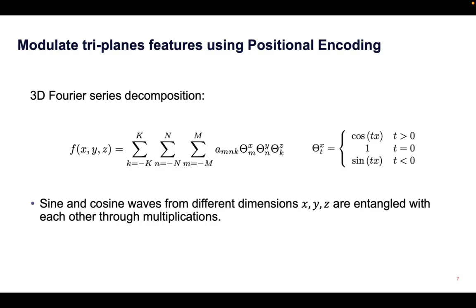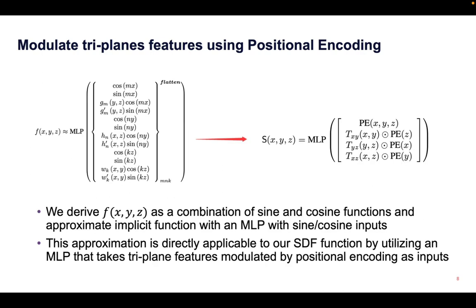We propose to modulate triplet features using positional encoding. We explore the Fourier series decomposition of the 3D neural implicit function. We found that sine and cosine waves from different dimensions x, y, z are entangled with each other through multiplications. We derive the function as a combination of sine and cosine functions and approximate the implicit function with an MLP with sine and cosine inputs.